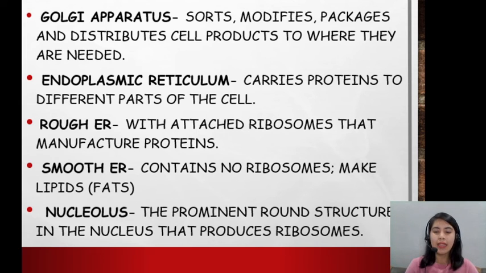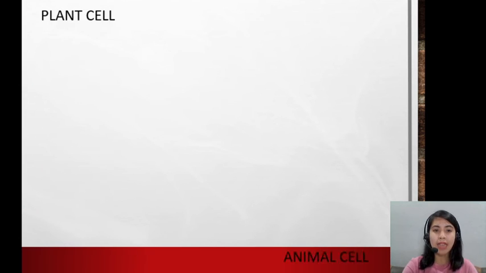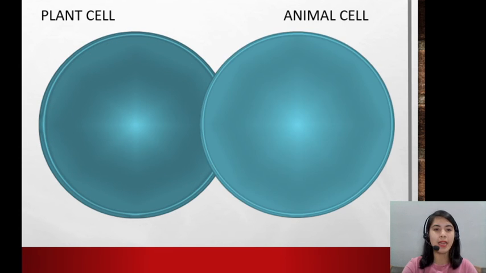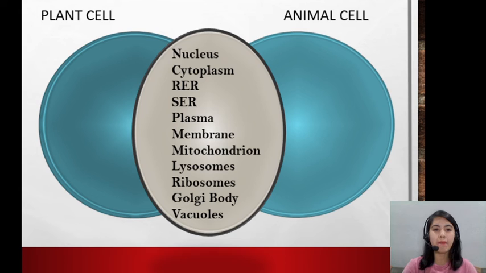Okay, so dahil nakita nyo na ang mga parts and function niya, tingnan natin kung ano yung pinagkaiba at kanilang similarities. So again, in both plant cell and animal cell, these are all the parts that we can find in both cells, such as nucleus, cytoplasm, rough endoplasmic reticulum or RER, SER or the smooth endoplasmic reticulum, plasma membrane, mitochondrion, lysosomes, ribosomes, Golgi body or apparatus, and vacuoles. So lahat ng yan ay matatagpuan natin in plant cell and in animal cell.